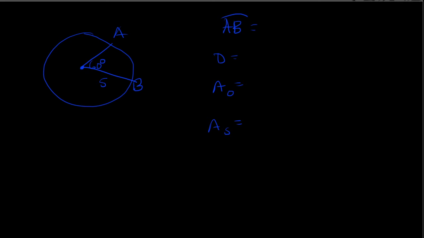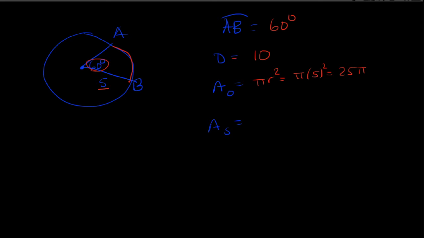So first, the arc AB is going to have the same angle as this one, since that is a central angle. The diameter is twice the radius. The radius here is 5, so that's going to be 10. The area of the circle is pi r squared, which here, the radius is 5, so that would just be 25 pi.